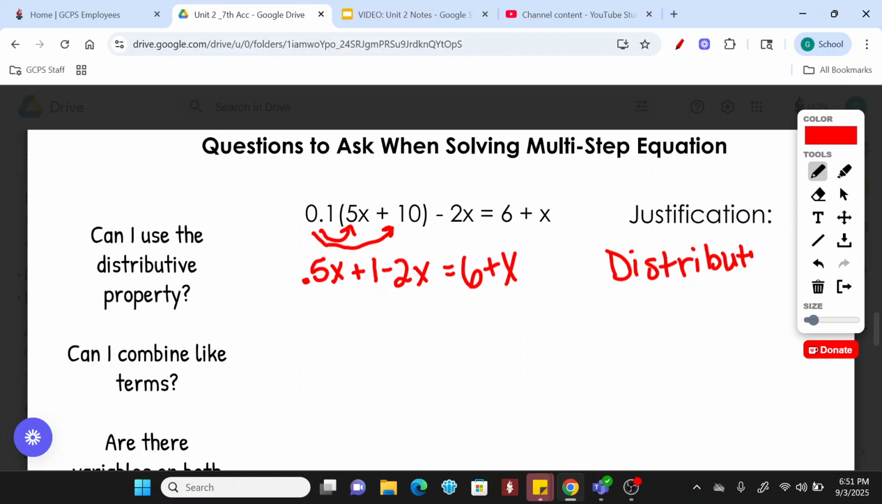All right. Can I combine like terms? Yes. So, like term, like term. When I add them together, I get negative 1.5x plus 1 and 6 plus x on this side. This was combine like terms.